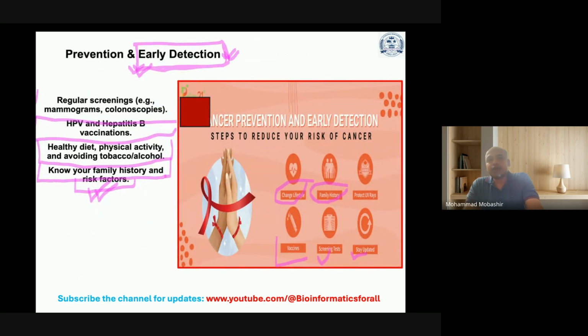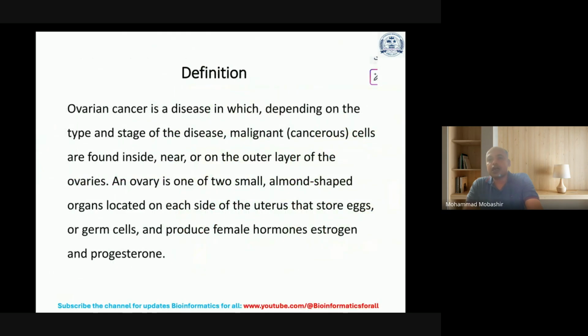Now, what are the preventions and early detections? These things you need to understand. And for this purpose, I start with the basic definition of ovarian cancer. Ovarian cancer is a disease in which, depending on the type and stage of the disease, malignant cancerous cells are found inside, near or on the outer layer of the ovaries. An ovary is one of the two small almond-shaped organs located on each side of the uterus that store eggs or germ cells and produce the female hormones, estrogen and progesterone.